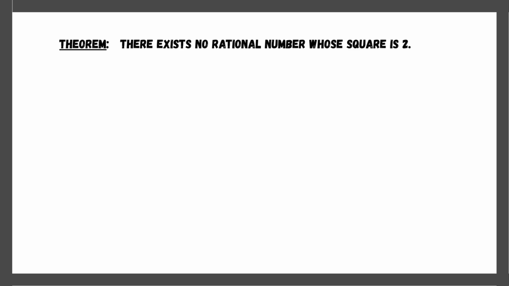In this video, we prove one of the most famous results in mathematics. There exists no rational number whose square is equal to 2. We proceed by contradiction. Assume that there exists a rational number whose square is 2.